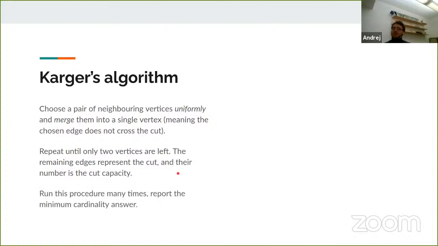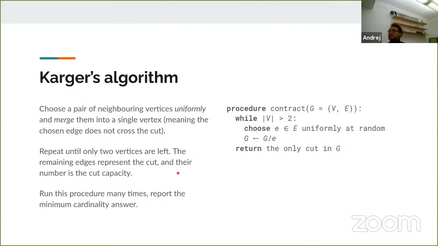And what you do then is run the procedure many, many times, and you report the answer that has the least number of edges. So this is the contraction procedure, where it takes a graph G with vertices V and edges E. While the number of vertices is greater than 2, you choose an edge e from the set of edges uniformly at random, and you update the graph by removing the edge e and performing the contraction, and then you return the only cut in G.